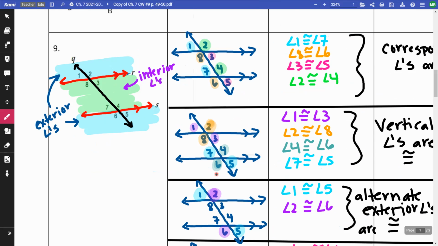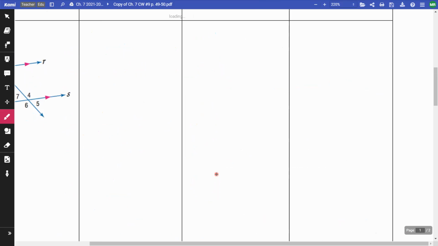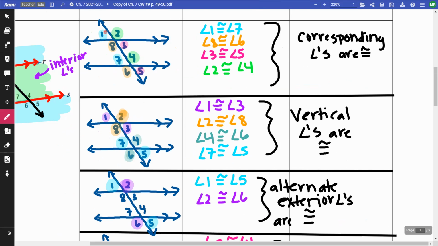So on this, I color coded these. So angle 1 and angle 7 are congruent. They're in the same spot. They're both to the left of my transversal, and they're both above my parallel line. 8 and 6, they're going to be congruent to each other. Again, they're both to the left of the transversal, and these are below their parallel.